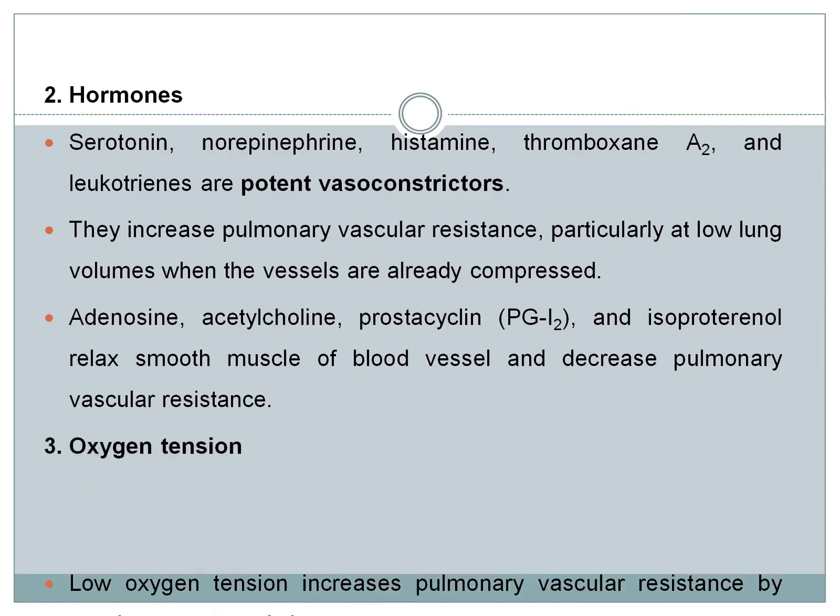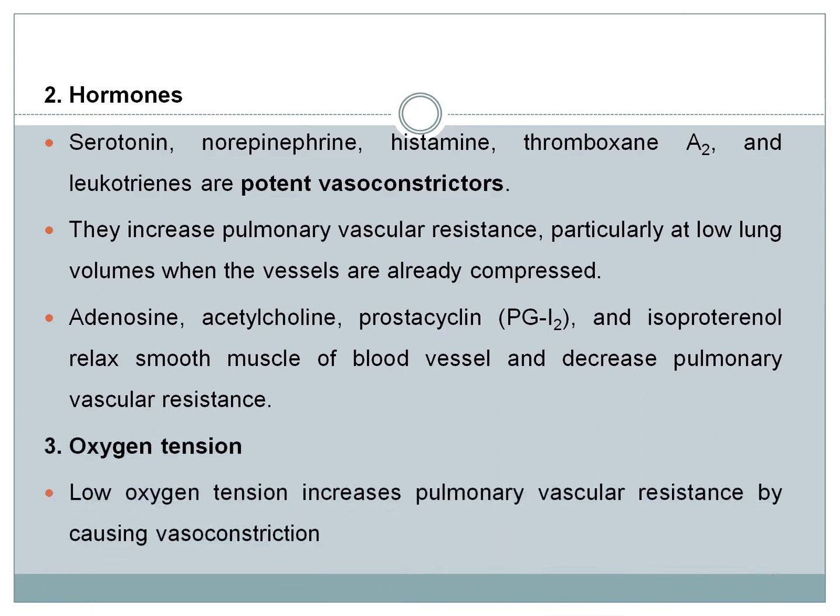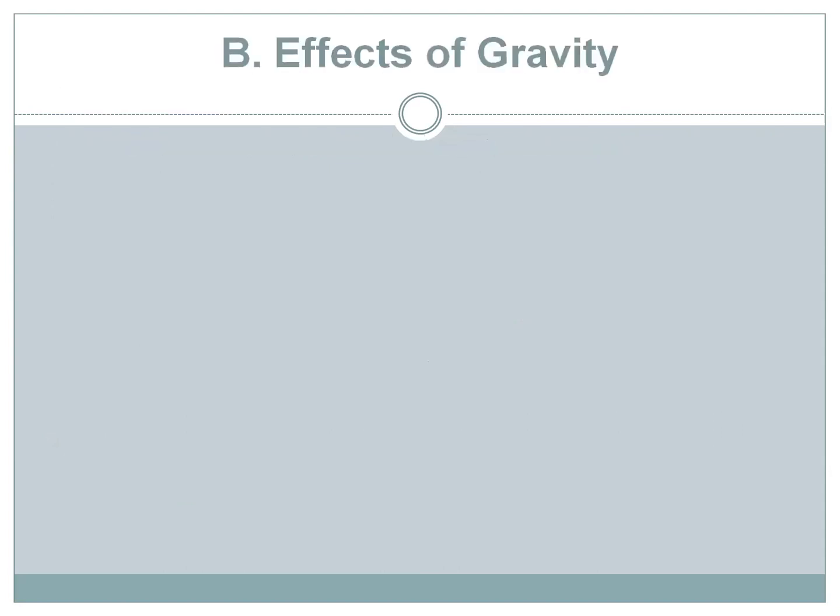The third important factor is oxygen tension. Low oxygen tension increases the vascular resistance by causing vasoconstriction. So this is a normal natural phenomenon which you must have seen or discussed in the cardiovascular system sessions, the vascular system part, where whenever there is low oxygen tension, the vasoconstriction will be there, and that will be increasing the vascular resistance. So that was the first point which is going to affect the pulmonary blood flow.